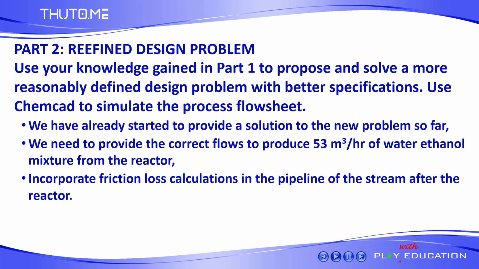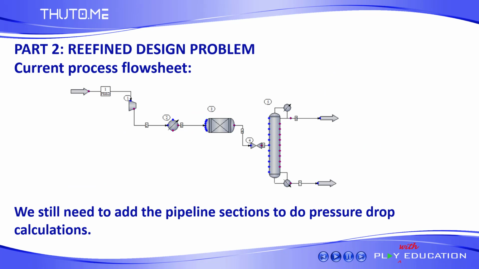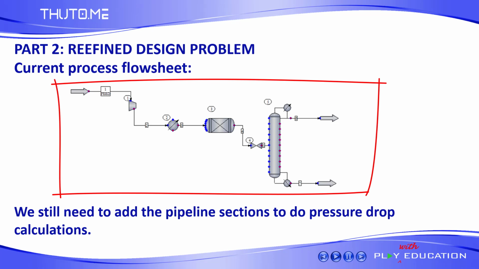We have declared that we do not need a pump as the stream from the reactor has very high pressure, and we have proposed to use this pressure energy to overcome piping momentum losses. The flowsheet of the proposed problem now looks like this. We still need to add the pipeline sections to do pressure drop calculations.